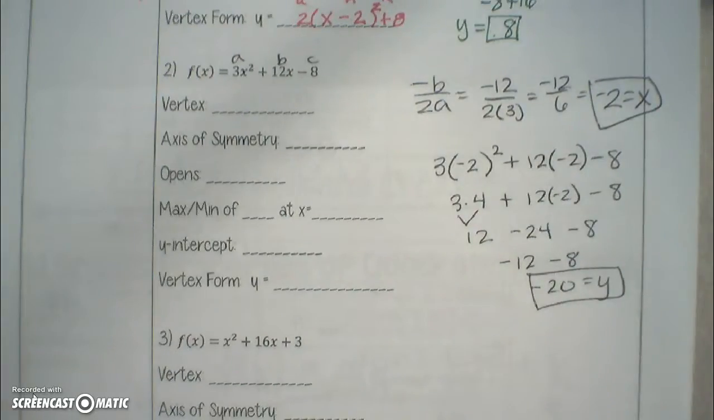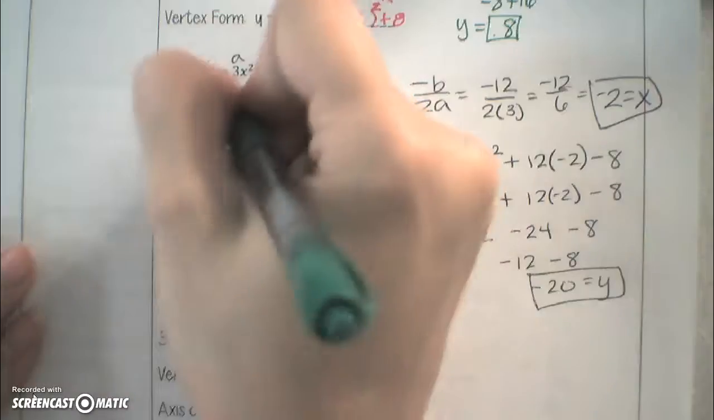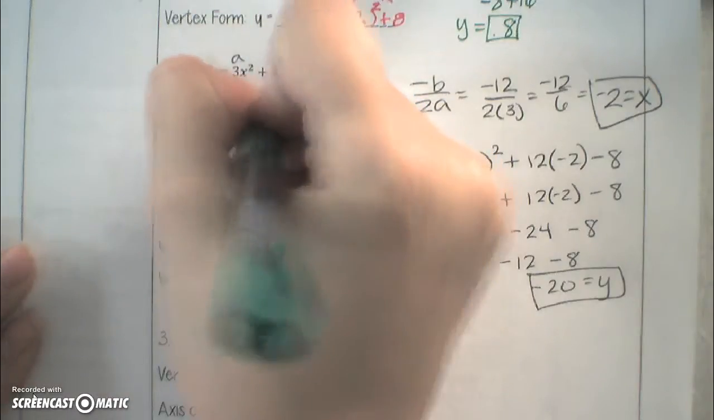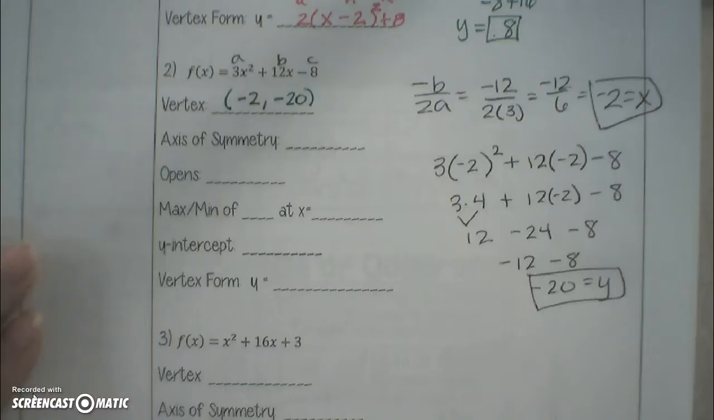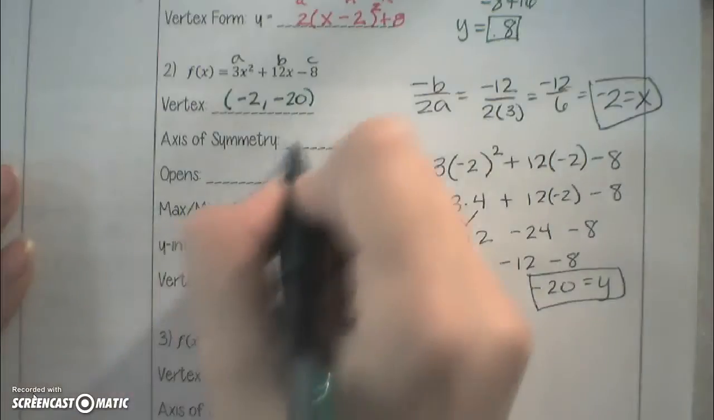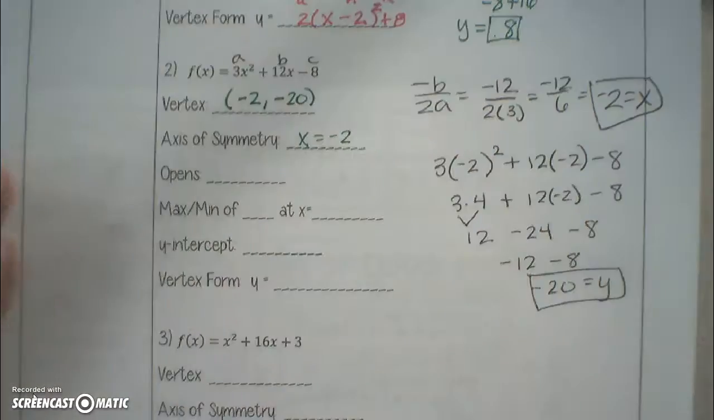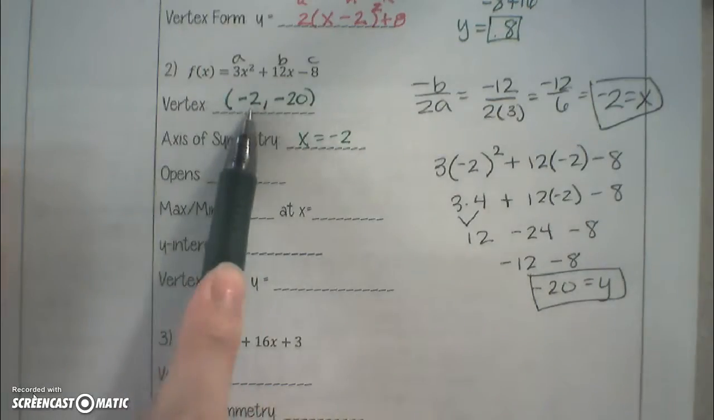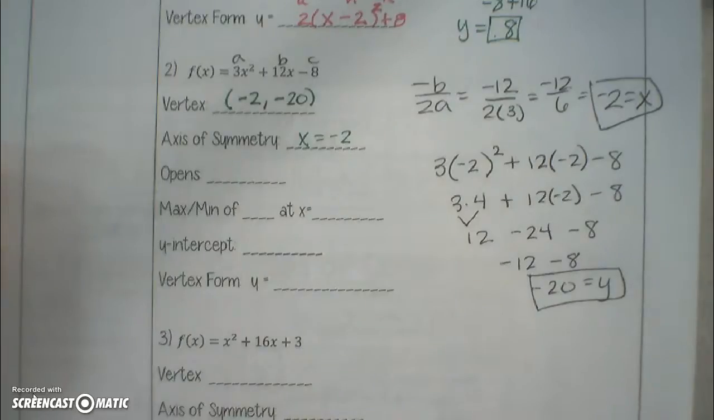So now that I have x and y, let's fill that in. X is negative 2, y negative 20. And we have our axis of symmetry as x equals negative 2. Because remember, this is a vertical line going through the x-axis, and it goes through right at negative 2. Splits it down the middle.